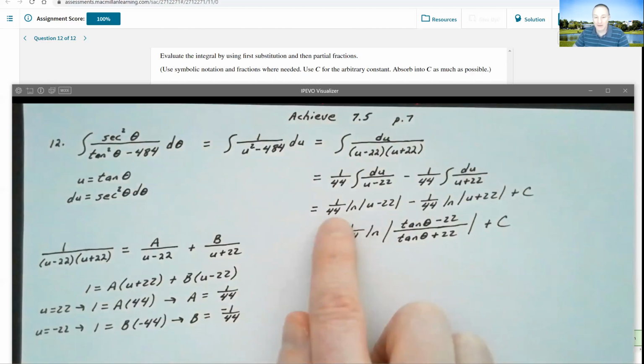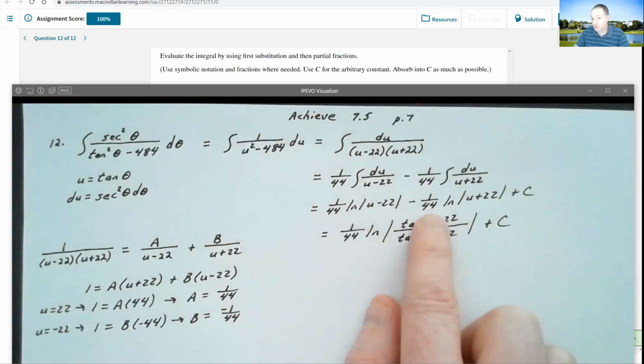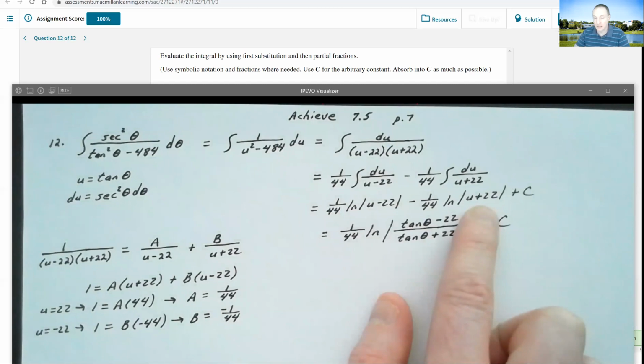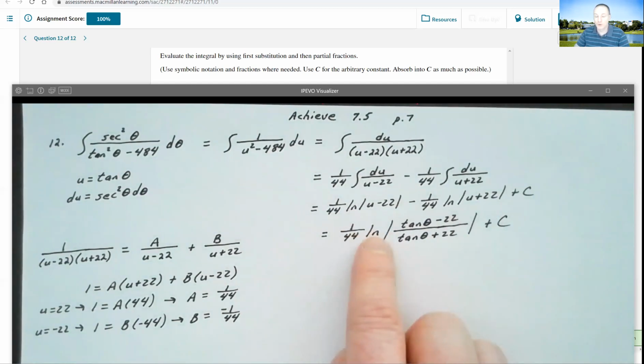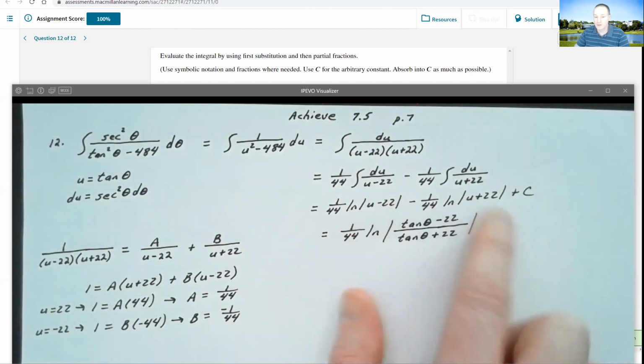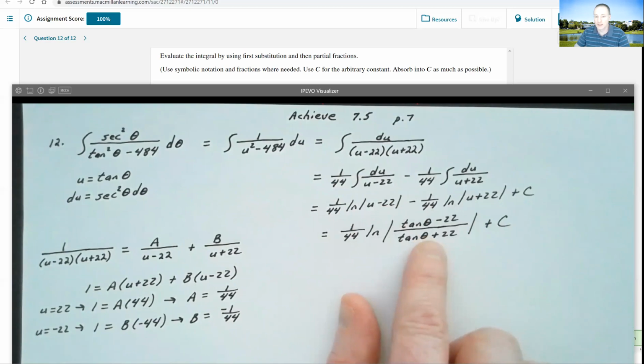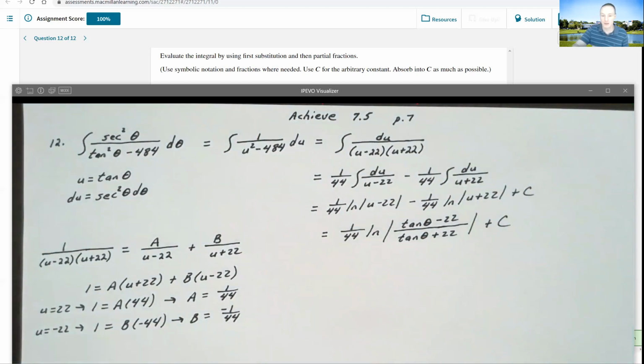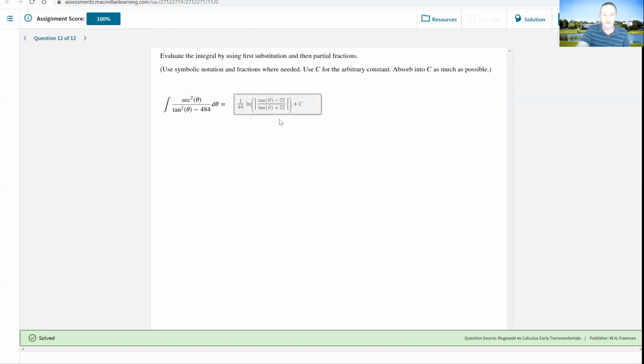But anytime I have the same coefficients, I prefer to go ahead and condense those two. I don't see any reason why you wouldn't. And I'll just say this is 1 over 44 natural log of u minus 22, and then this minus just means that term goes in the denominator, u plus 22, which of course u is tangent theta, so I get the tangent theta plus 22 in the denominator, plus your glorious constant of integration. And you can see that's precisely how I entered it into Achieve, and Achieve liked that answer.